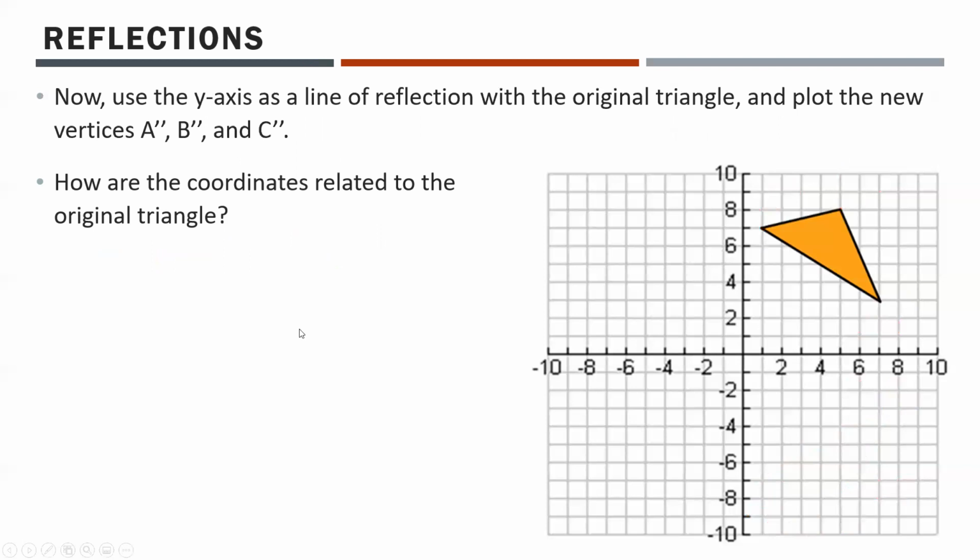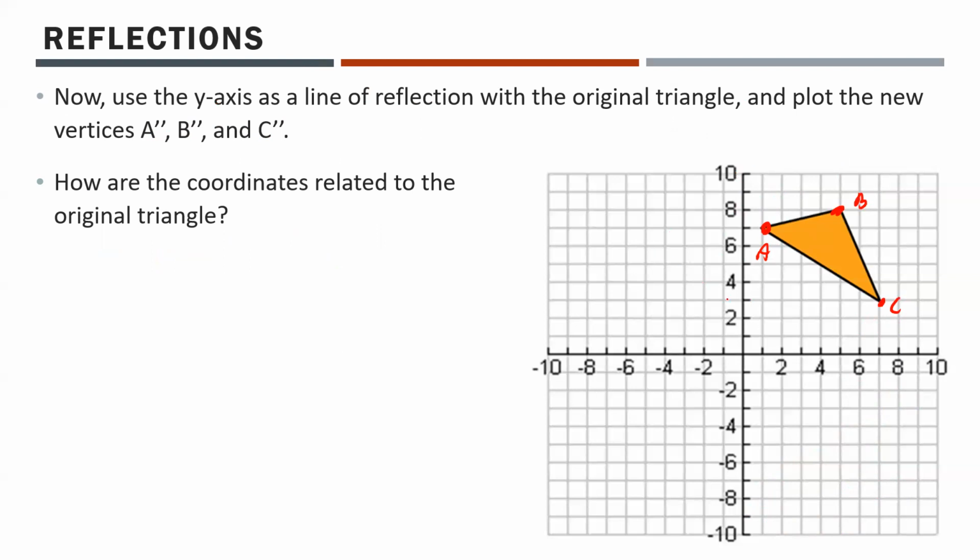What if we flip the other way, though? What if this time we're using our y-axis as a line of reflection? Let's plot the new coordinates A double prime, B double prime, and C double prime. So once again, I'm going to say this is A. We'll say this is B, and this is C.